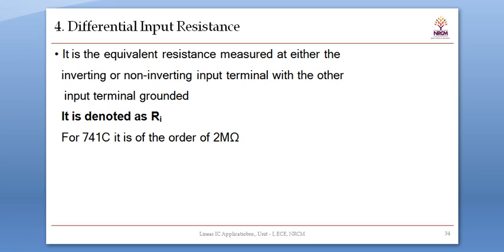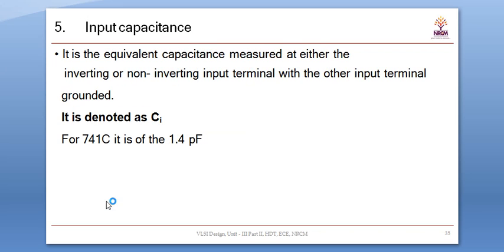Now, differential input capacitance, or input capacitance, is similar to differential input resistance. It is the equivalent capacitance that can be measured at either the inverting or non-inverting input terminal with the other terminal connected to ground, and it is denoted by Ci. The value of Ci is 1.4 picofarad as per the data sheet.